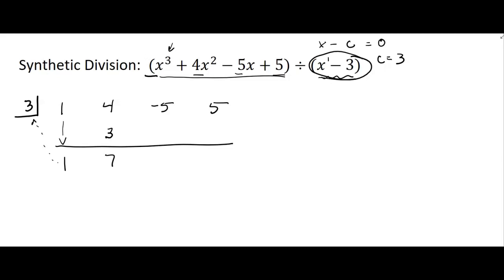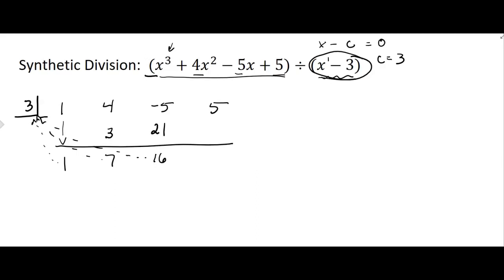Now we keep doing that. We always go back to the box. 7 times 3, 21. Goes in the next column. Then you add. Okay, so -5 and 21, that's what, 16? Then you go 16 times 3.